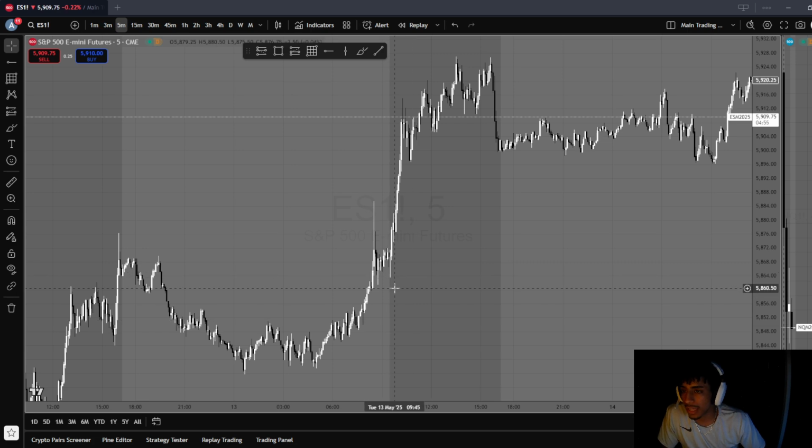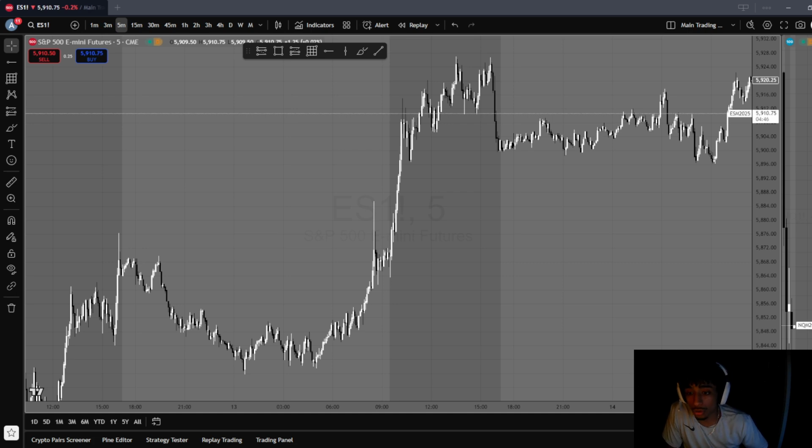So that's really all liquidity is. It's just where resting orders are, where orders have not been filled yet, but that's where the liquidity lies.